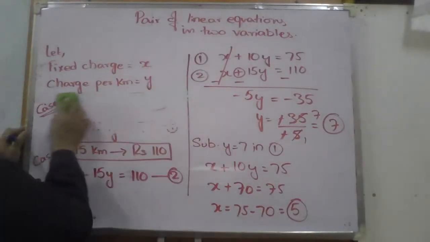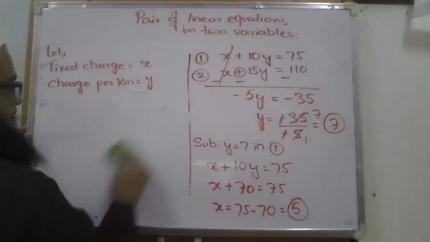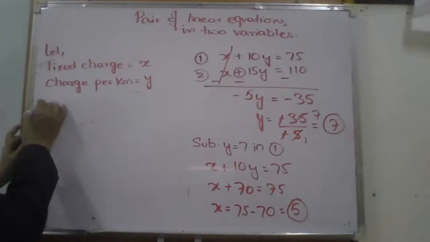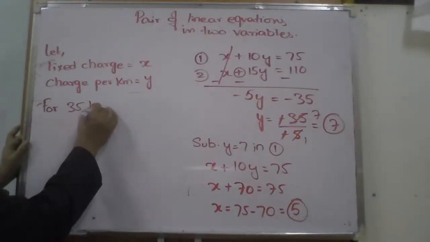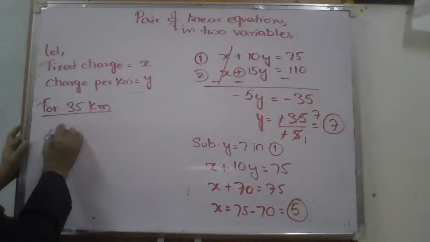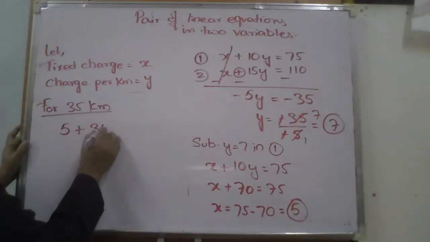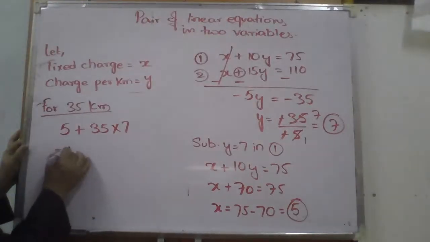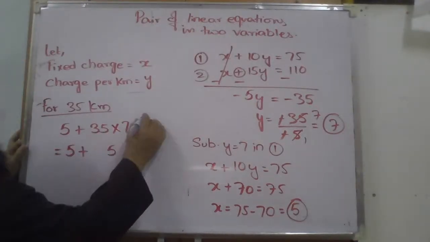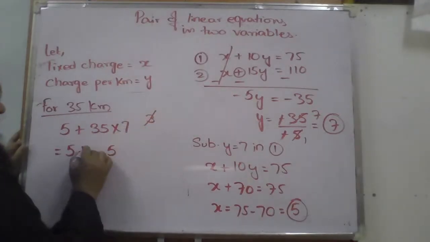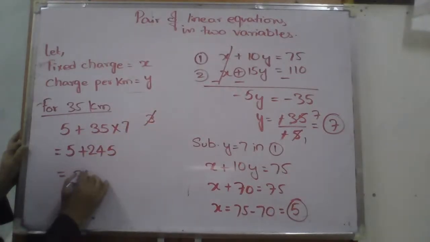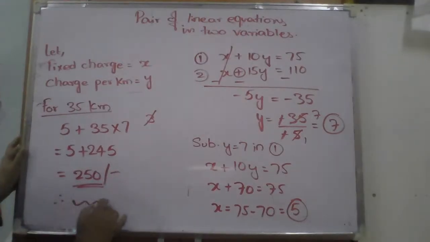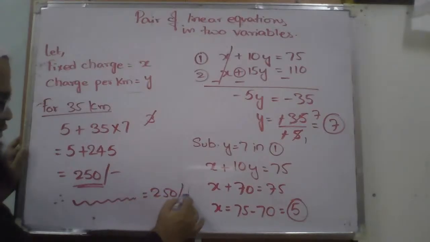Let us find out for 35 kilometers. So what is fixed charge? Fixed charge is 5 plus 35. For each kilometer it is 7. So 35 kilometers will be 35 into 7. That equals 5 plus 7 fives are 35 and 7 threes are 21. 21 plus 3 is 245. So 5 plus 245, it is 250 rupees. So therefore charge for 35 kilometers is equal to 250 rupees.